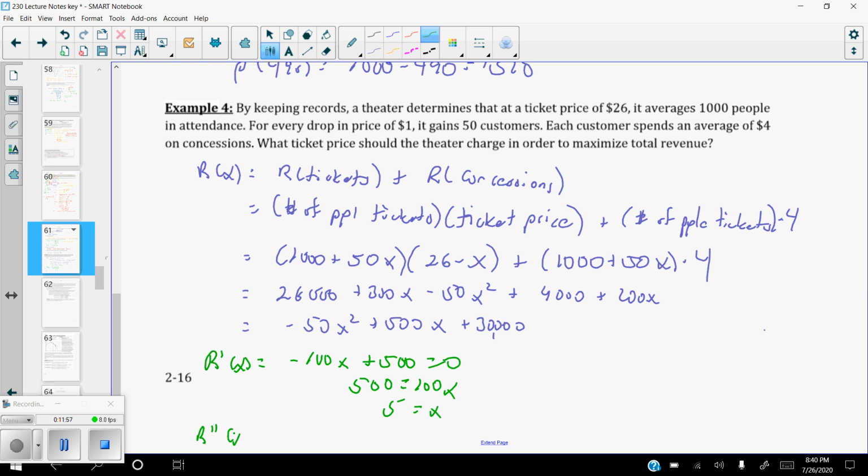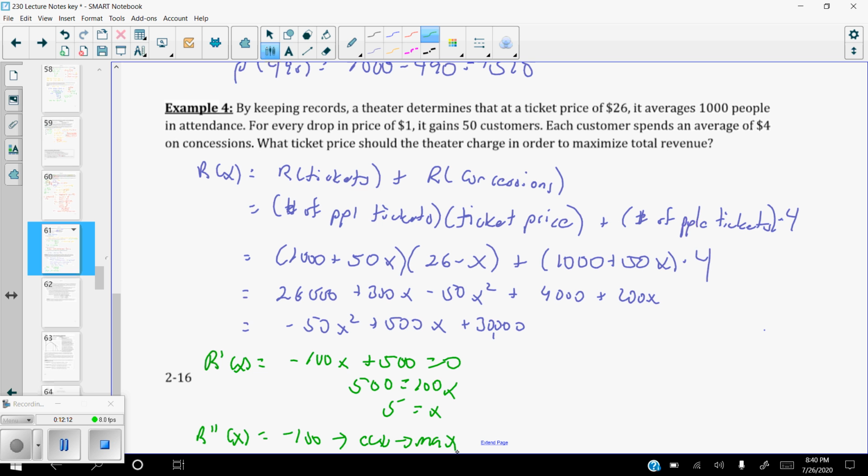If I take the second derivative, well, the second derivative is negative 100. Once again, that's a negative number, so that is concave down, meaning that this has to be a maximum. So we found the x value that's going to give us a maximum.